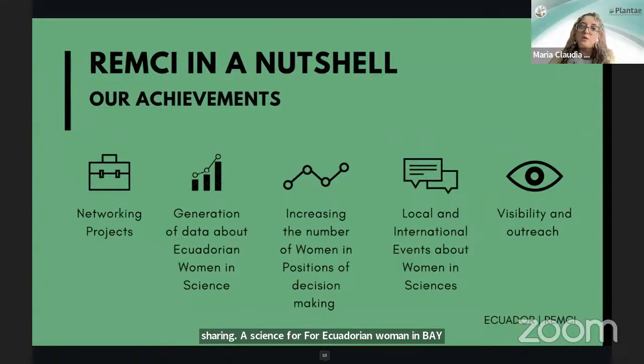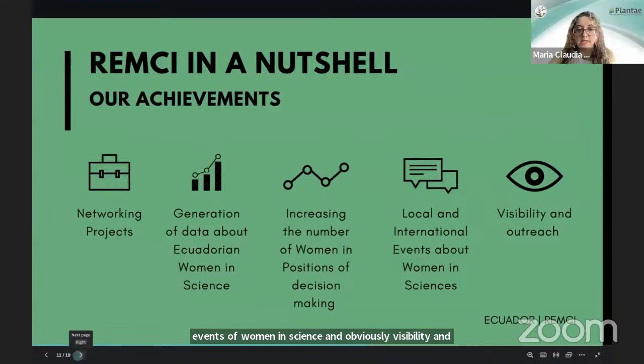We are learning, it is a learning process, but we are sharing science for Ecuadorian women by Ecuadorian women. After that, we are getting network projects, generating data about Ecuadorian women in science, increasing the number of women in decision-making positions inside academia in Ecuador. And also we are organizing local and international events of women in science, and obviously visibility and outreach of women in science in Ecuador.